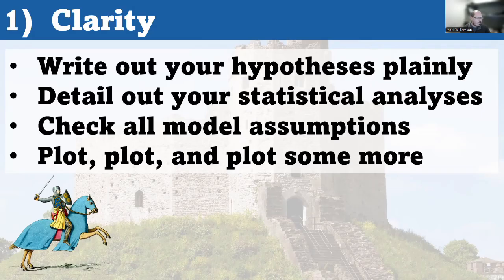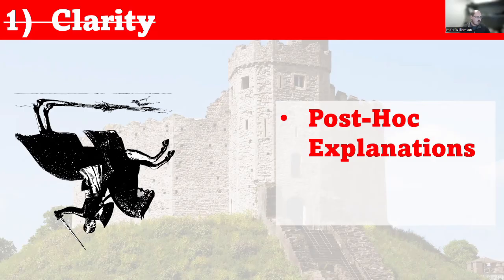All right, on the flip side of this, the inverse, are things that do not allow for clarity, things that you shouldn't do if you want to be clear. So first of all is what I call post hoc explanations. That's where you go into it and you don't really clearly define your hypothesis or even maybe your statistical methods. You just fumble around, come up with something interesting in the end, and then explain it post hoc, after the fact. That is not good for clarity.